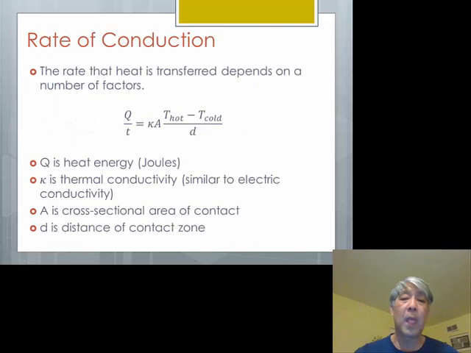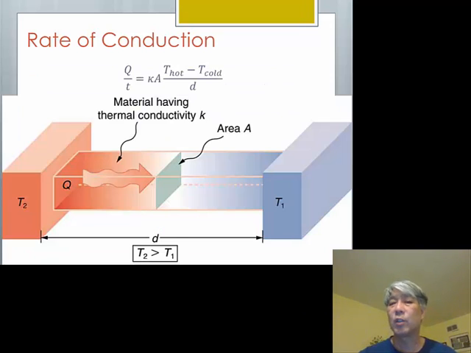Okay, so the rate of conduction is governed by this formula. Q over t is the rate that energy is being transferred. k is basically thermal conductivity. A is the cross-sectional area, and the delta T on top is divided by the distance of the contact zone. That's shown here in this picture. If you consider Q over t to be similar to current, remember charge over time, the hot versus cold is delta V. And kA over d is the resistor formula, rho A over L. This is almost identical to Ohm's law with the substitution of the resistivity formula.